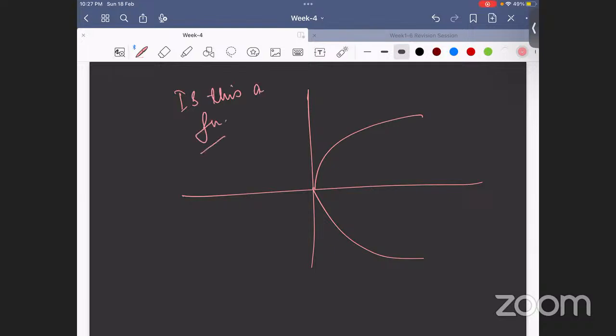No, sir. It's a function, sir, because it passes the horizontal line test. Horizontal line, it is vertical. The horizontal line test is for one-to-one, to check whether the function is one-to-one or not. Okay, got it, I mixed it up. Because here for a single value x, you are getting two different values, right? Yes, sir. Correct. So this is how you can check whether the given thing is a function or not.